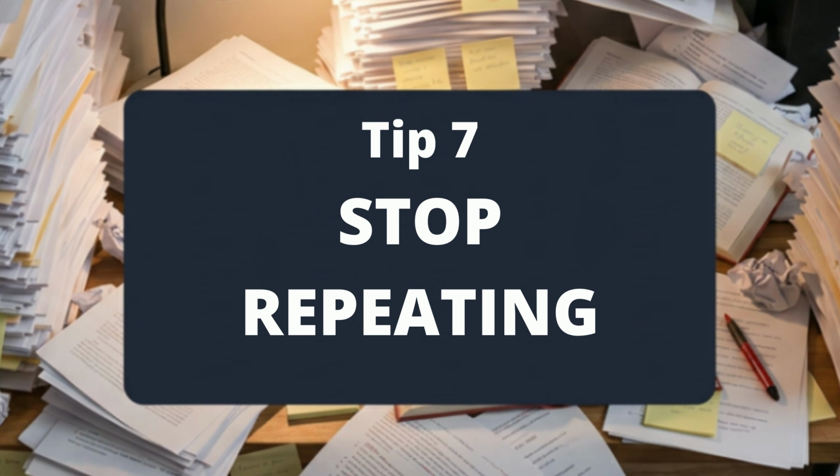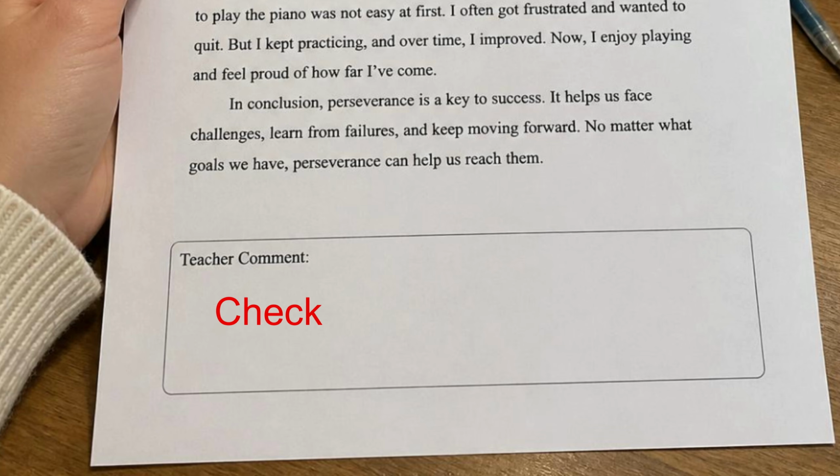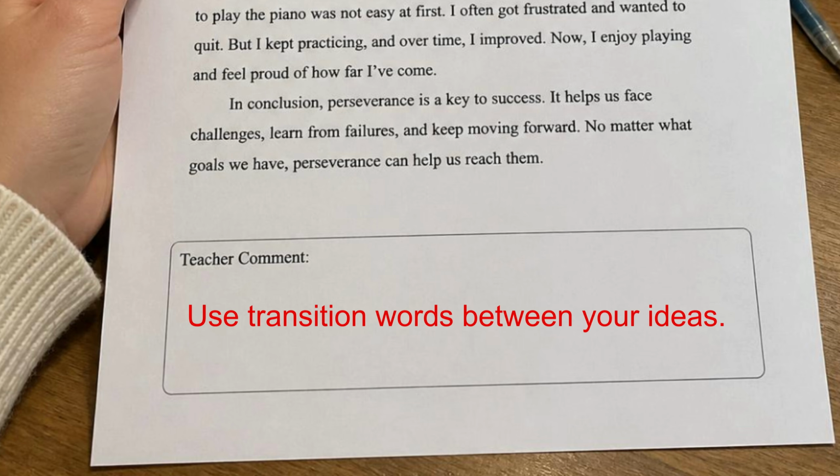Stop repeating the same comment. If you've been teaching for a while, you've probably written the same feedback hundreds of times. Check your capitalization. You need more supporting evidence. Your thesis statement needs to be clearer. Use transition words between your ideas. Traditionally, one solution is to create a comment bank. That's still a great idea. Save your most common comments and reuse them when appropriate.